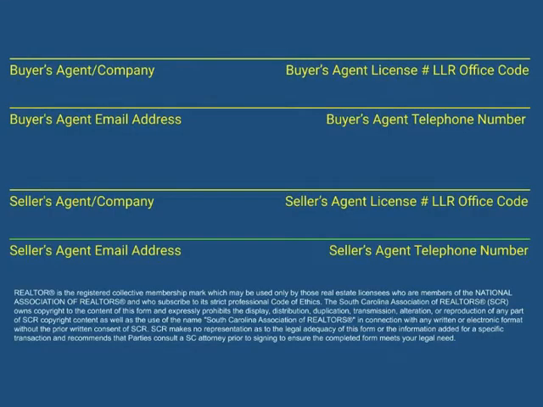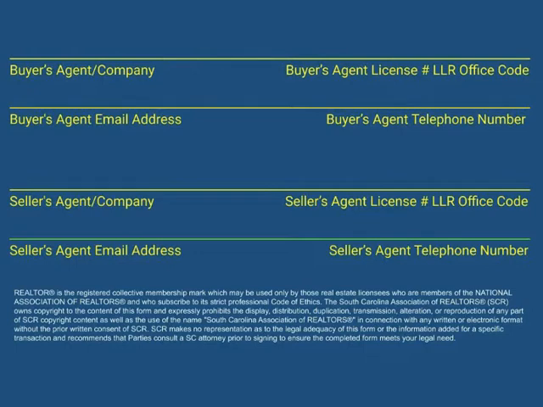Now we go to page 9. This is the only thing on page 9, but it's still a very important part of the contract. I know that you can all read, but the top section is for the buyer, buyer's agent, and the company. Then your buyer's agent license number, that's your LLR license number, and the LLR office code number. If you do not know your LLR office code, it is on your license. Your license number and the office code number are both on the license itself. It should be on your pocket card. You can find it there, or you can go to the LLR website and find it there.